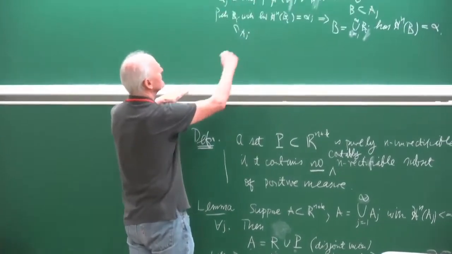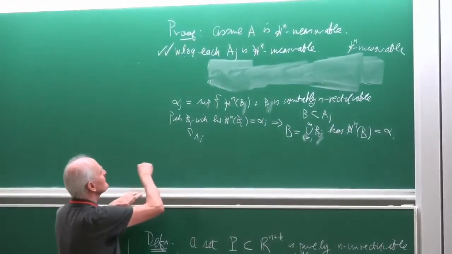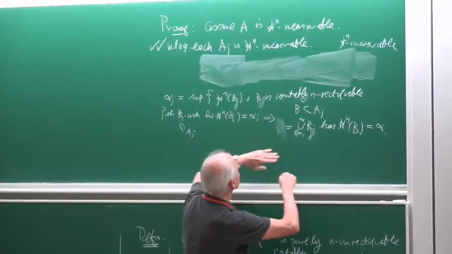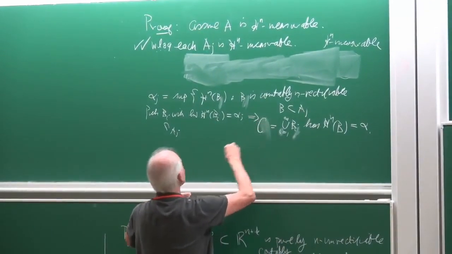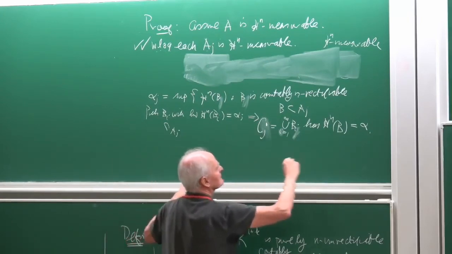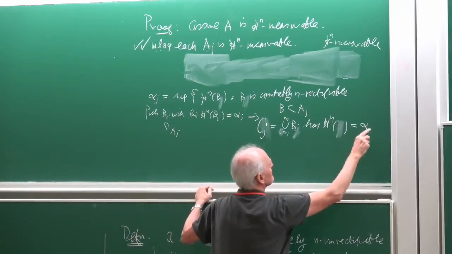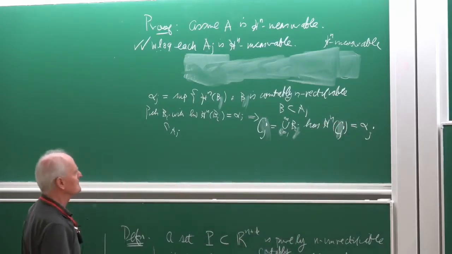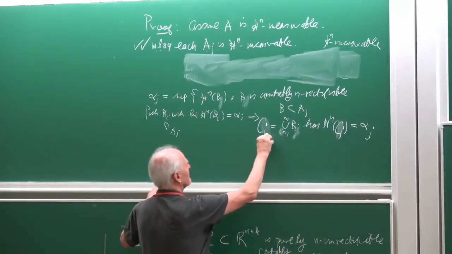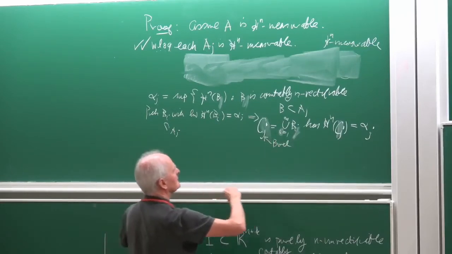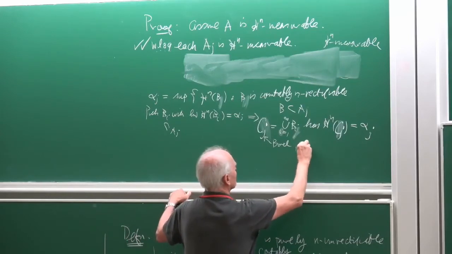So we can certainly attain this value, and now let's call this C, in fact. And it depends on j, so we'd better call it C_j. So we are going to write, and notice this is a Borel set: this is a countable union of Borel sets, and it's countably n-rectifiable.